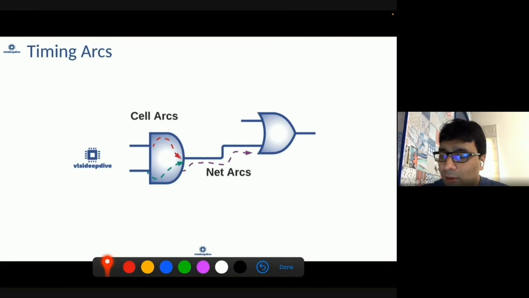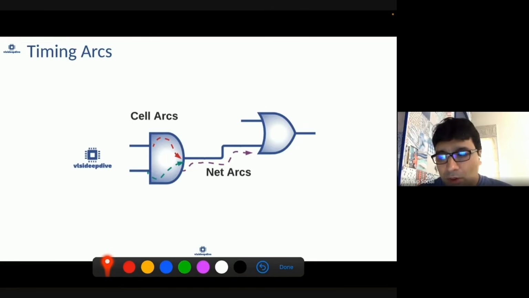Cell arcs are basically the input to output connections in the cell. So in STA, when you provide logical libraries, each library will have arcs, which basically tell that this input is connected to this output. These arcs will have the rise and fall time. So basically, when the input changes at a certain rise, what will the output change to, after how much time, what delays it will cause. These are known as cell arcs.